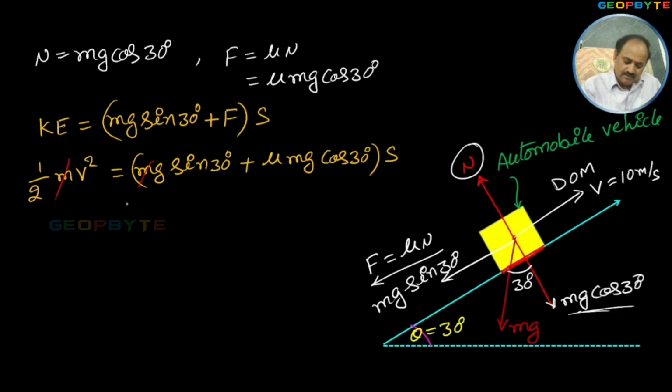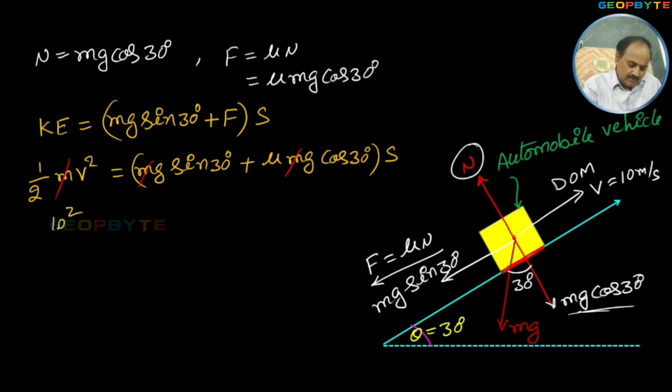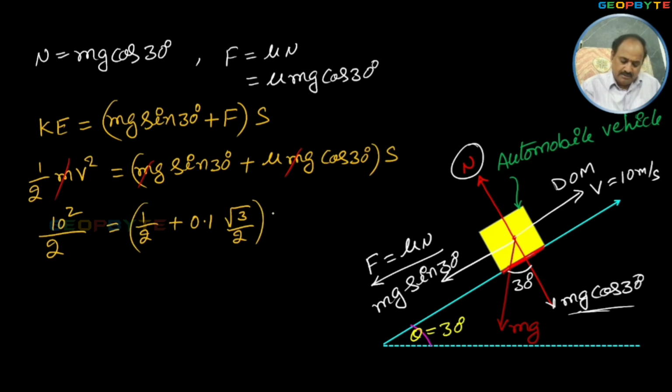Here m will be cancelled on both sides. Then it is v square. Look at the v. 10 square by 2 equal to sin 30, 1 by 2, plus mu value given 0.1, cos 30, root 3 by 2, multiplied by the displacement. Then the distance traveled by the vehicle equal to 10 square by 2, I can write 50, divided by g into 1 by 2 plus 0.1 by 2 into root 3.